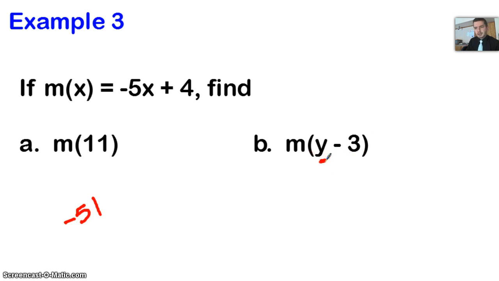Again, you see I have a y value in here. So all you're doing is you're taking this exact thing, y minus 3, and you're plugging it in for x, and then you're simplifying. That's the only thing you can do, because again, you have a y here. So let me show you what that looks like.